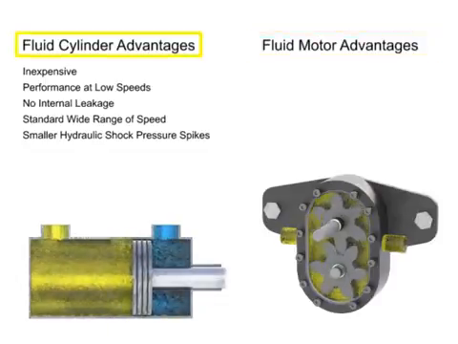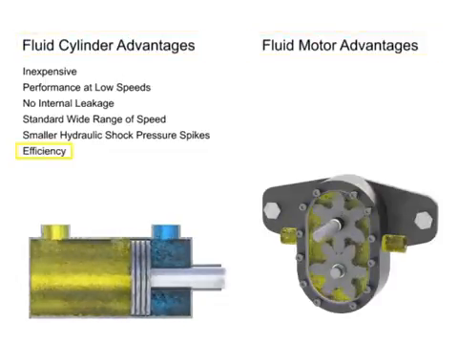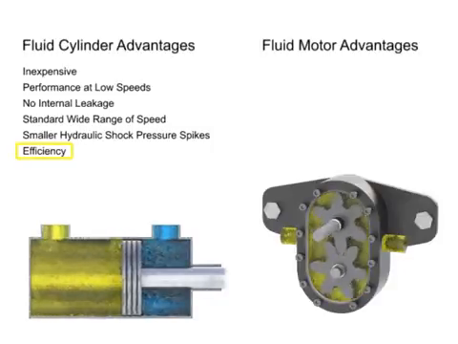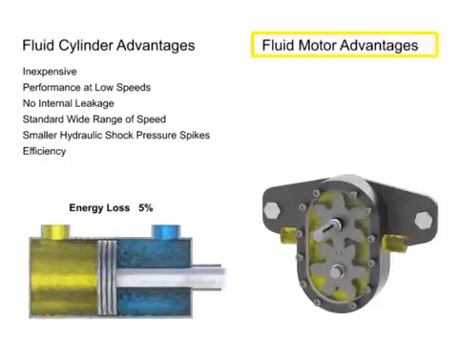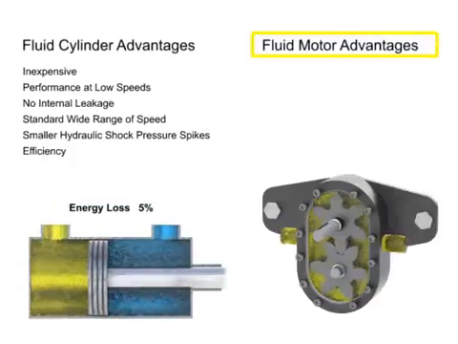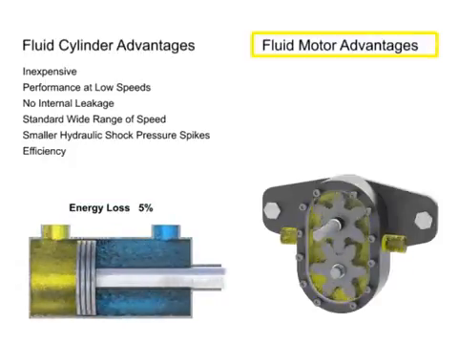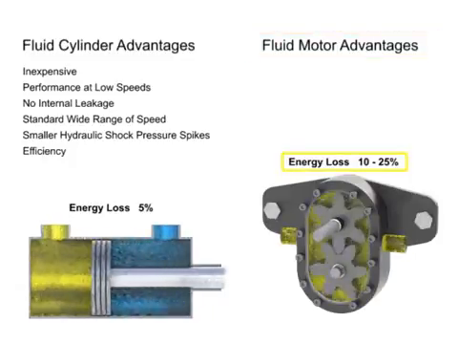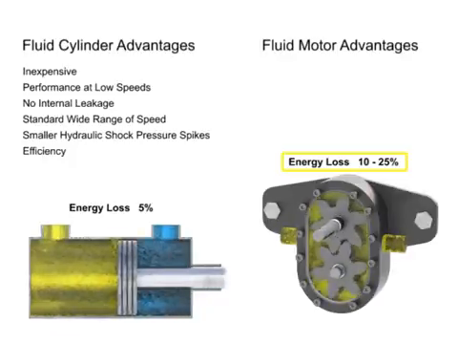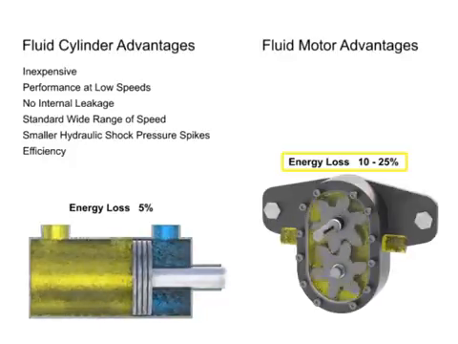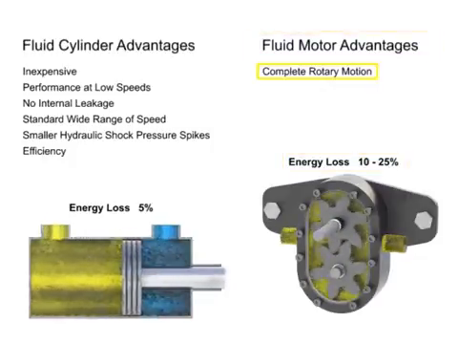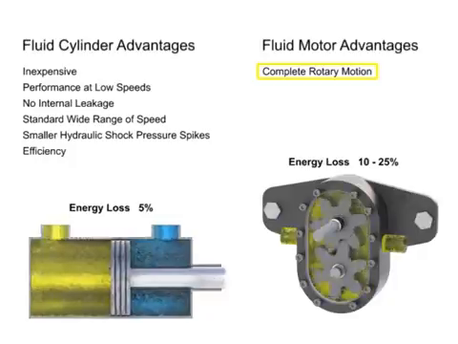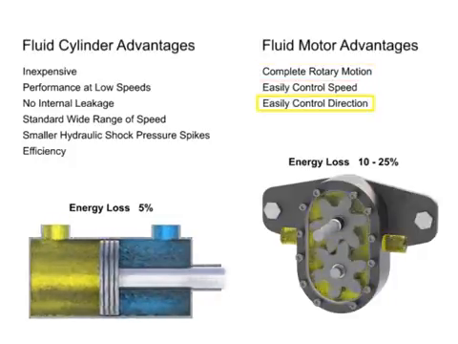Finally, cylinders are much more efficient than the typical fluid motor. Energy loss can be held to about 5% in a well-constructed cylinder, but fluid motors or pumps experience power losses from fluid leakage and friction within the device. These losses can be anywhere from 10 to 25% of the input power. However, despite all of these setbacks, fluid motors are advantageous due to their complete rotary motion and the ease with which their speed and direction can be controlled.